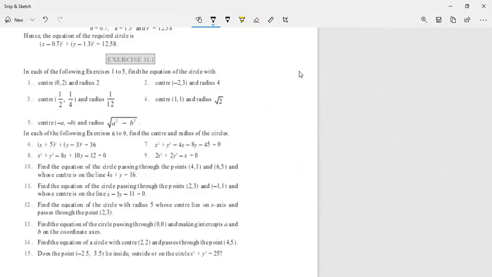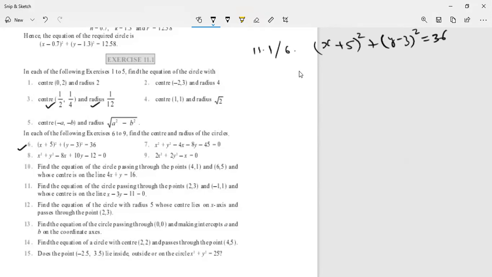Now our question is the opposite of this one. Here the center and radius are given and we have to find the equation. Now the equation is given, and we have to find the center and radius. So question number 6: (x plus 5) whole square plus (y minus 3) whole square is equal to 36. This is the given question, correct?